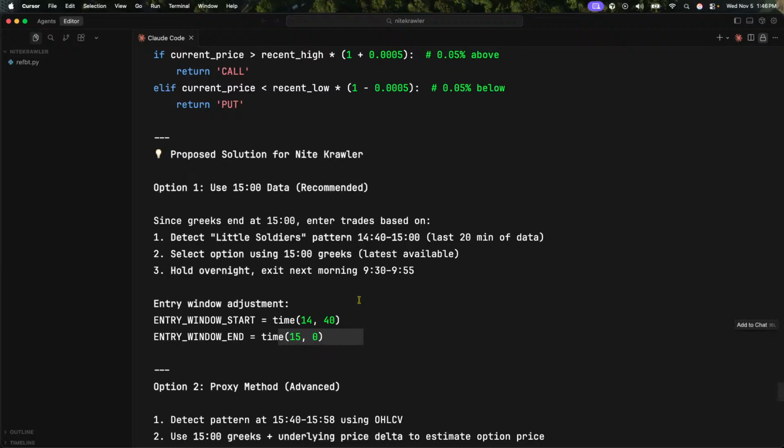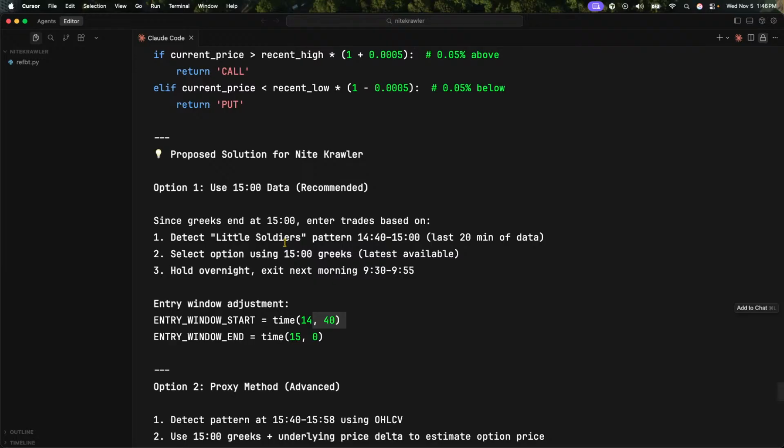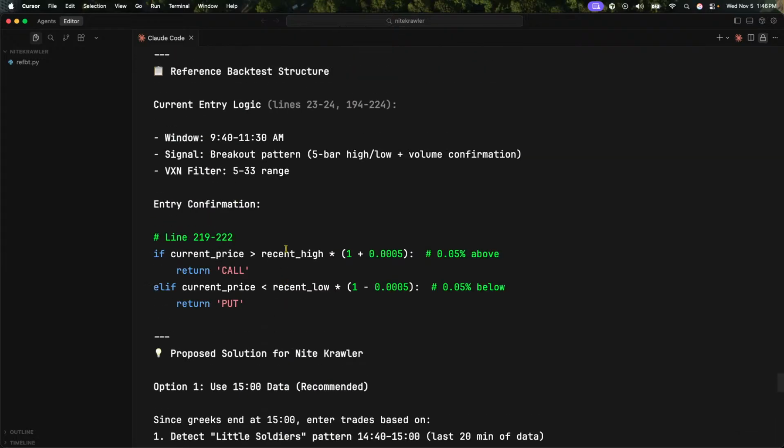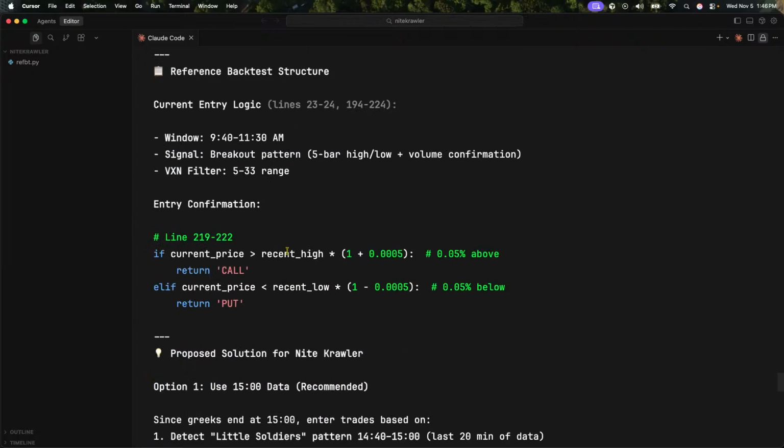But what I'm going to do is recommend that we use 2:30 or 2:20 to 3 o'clock. 2:20 to 3 o'clock, so that gives us another 20 minutes. So it's giving us recommendations because we don't have Greek data past 3 o'clock, right?